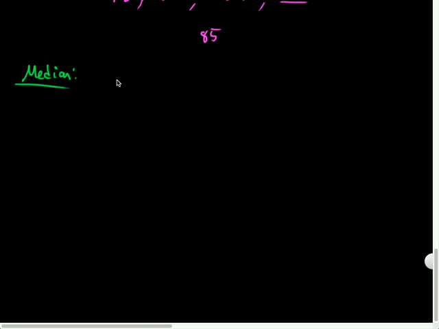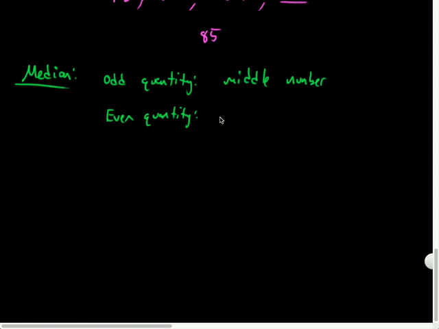Actually, let me put it this way. If it's an odd quantity, it's the middle number. If it's an even quantity, it's going to be the average of the middle numbers, or the mean of the middles, because you'll end up having two numbers in the middle in that case. So I just want to point out that possible case.